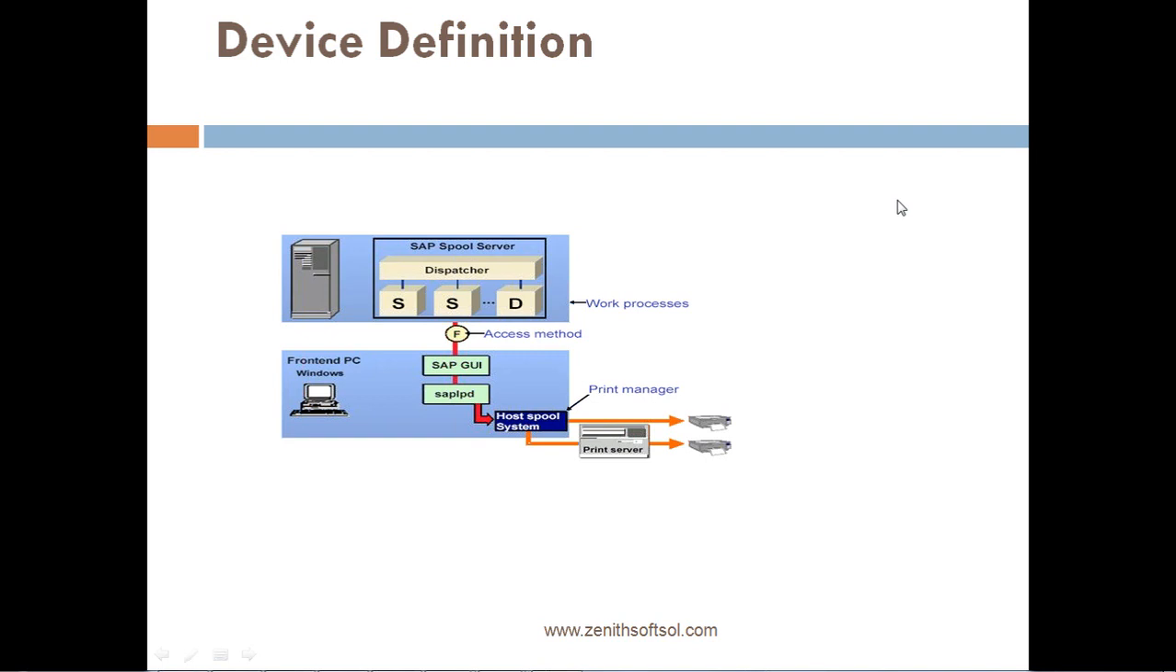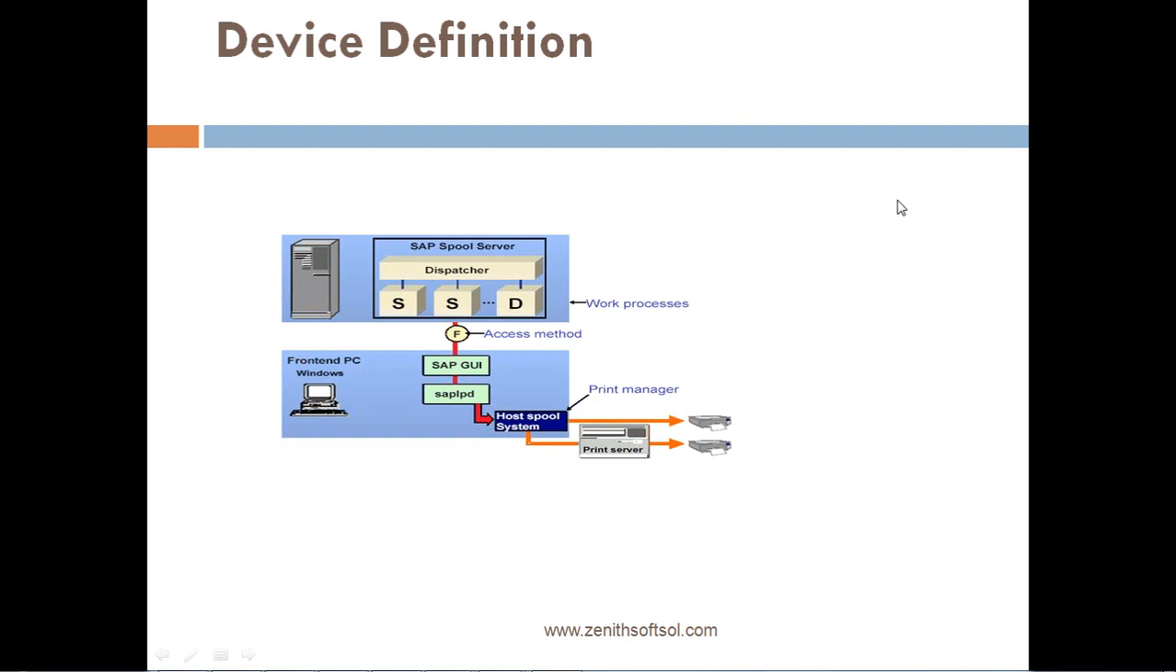If you see this picture, in this figure, you can see a dispatcher, two spool work processes assigned and one dialog work process, to be able to address the users' front-end printers from the SAP system. The corresponding device definition must contain the following parameters. So what are those things?